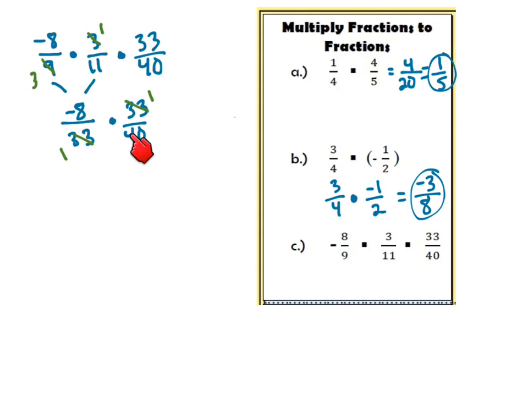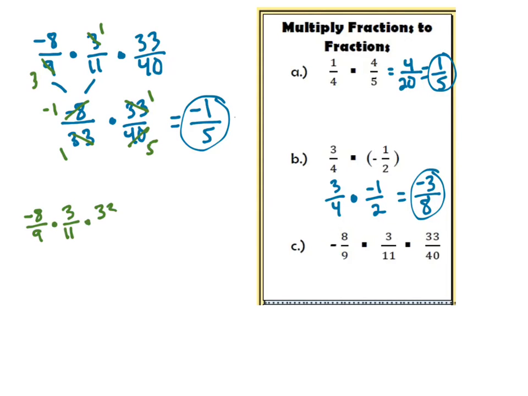I can also divide both of these by 8. -8 divided by 8 gives me -1. 40 divided by 8 gives me 5. Multiply across my numerators gives me -1. Multiply across my denominators gives me 5. My answer is -1/5. Yes, I could have done that the longer way, but oh my goodness.